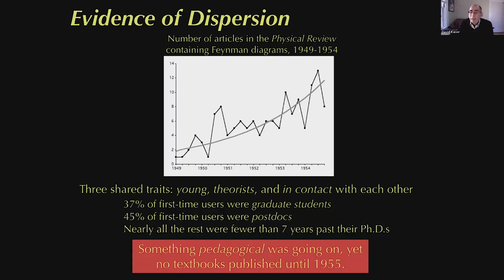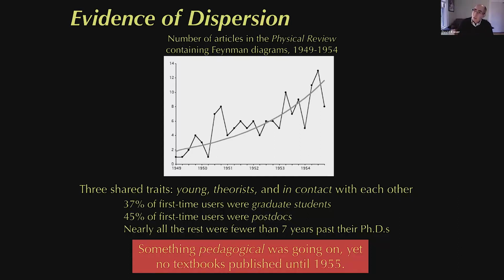And the last part was that they were really in contact with each other. You can do a kind of network study and trace it through by co-authorship, by acknowledgments, by unpublished correspondence that I was able to find and piece together, that they knew each other. It was a network that had come together to learn these techniques, and then they began to spread out. So something pedagogical was going on. The majority of these early users were still in the formal phase of their training. They were literally still being taught to be physicists.